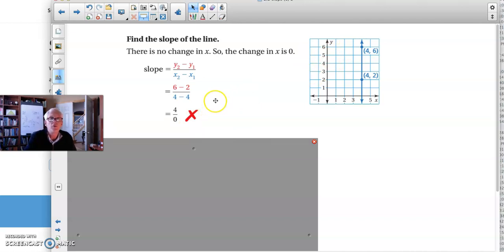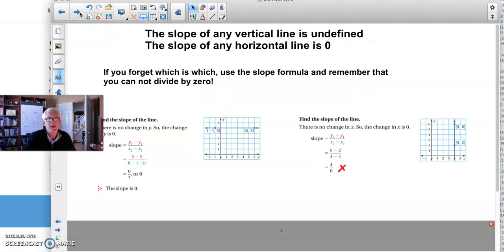When you have horizontal lines, the slope will be 0. Okay, we'll take notes on that. The slope of any vertical line is undefined. Any horizontal line is 0. Now there's one more way to find slope. We've done rise over run by drawing the little triangle. We've used the slope formula. You also can use a table.